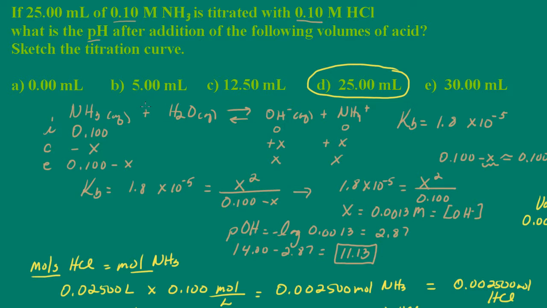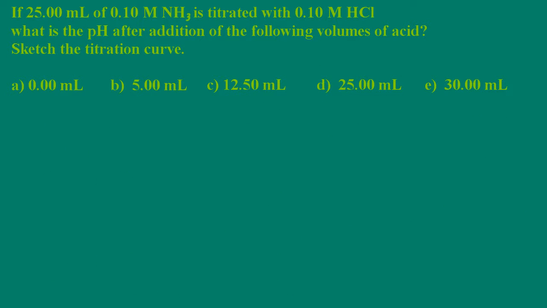Let's go on to part B. We know we're before the equivalence point, and the same with part C. So we'll go on to part B, after the addition of 5 milliliters of hydrochloric acid.